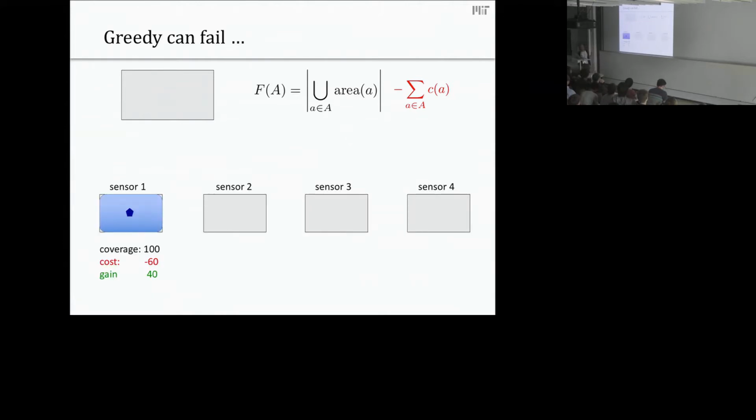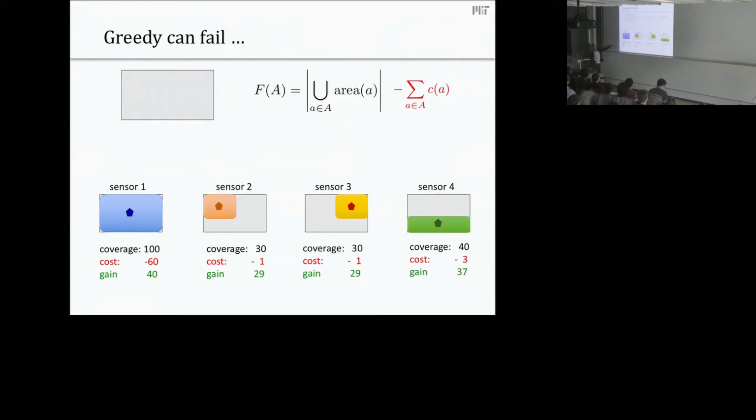So here's a simple example. I have 4 sensors to choose from. Each of these has a coverage value. So this guy covers everything. It's pretty expensive. So minus 6 means it costs 60. So the utility of this guy by itself is 100 minus 60. This is how to read this. The other 4 are smaller in coverage, but also smaller in cost.